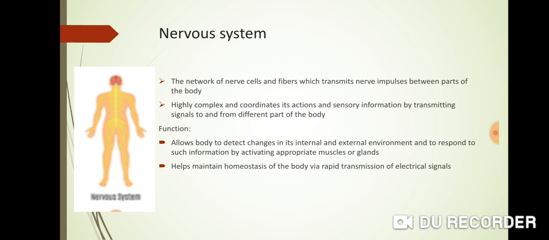The nervous system is a network of nerve cells and fibers which transmits nerve impulses between parts of the body. It is highly complex and it coordinates its actions and sensory information by transmitting signals to and from different parts of the body. It detects environmental changes that impact the body and works in tandem with the endocrine system to respond to whatever event. It allows the body to detect changes and to respond to information by activating appropriate muscles or glands. This maintains homeostasis via the rapid transmission of electrical signals.